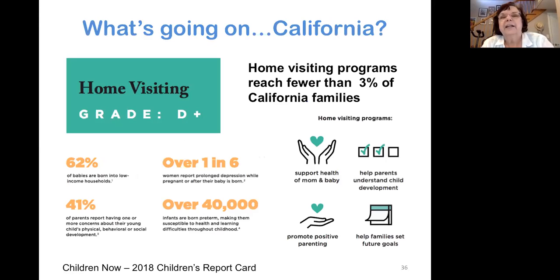So what's going on in California? Again, Children Now in 2018 gave us a D+ for home visiting, in terms of we're just not reaching enough people. Home visiting programs reach fewer than 3% of California families.